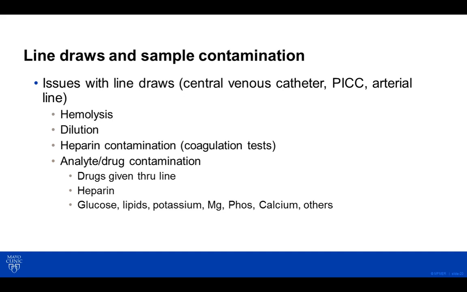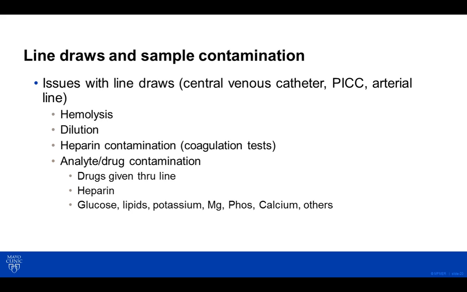So we'll move on to line draws, and this is getting into number 3, sample contamination. Sample contamination is the number 3 cause of unacceptable specimens in the hospital environment. Really doesn't apply that much to outpatients. Not many outpatients have intravenous fluids running through a catheter or line of some sort. But we know there's a lot of issues with line draws.